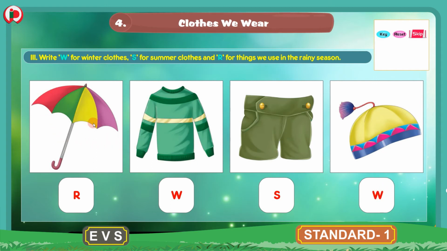This is an umbrella for rainy season. This is a woolen sweater for winter season. This is shorts. Shorts we wear in summer. And this is a woolen cap we wear in winter. R for rainy season, W for winter season, S for summer season, W for winter season. So this is about the third bit. And now we will move to the next bit.